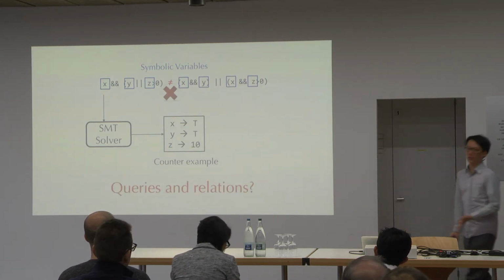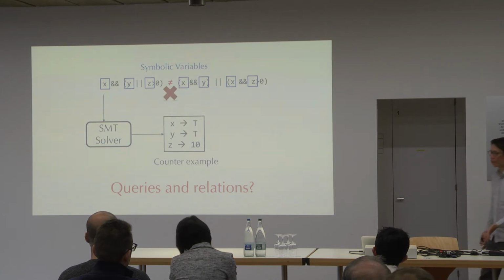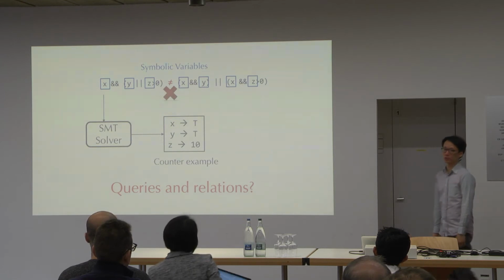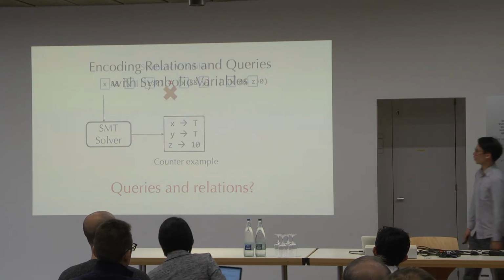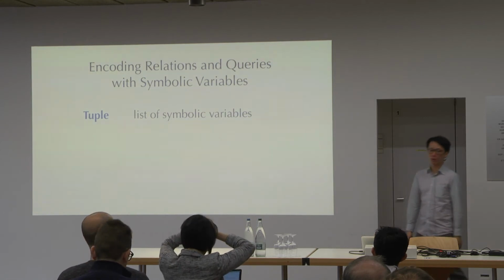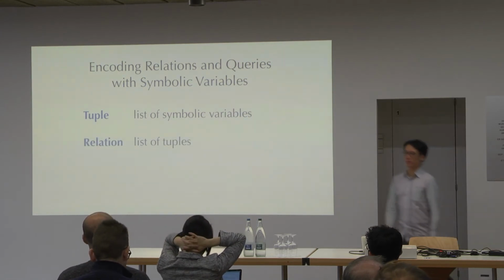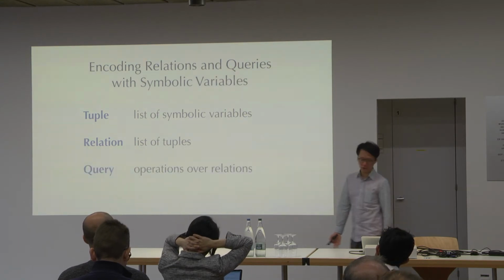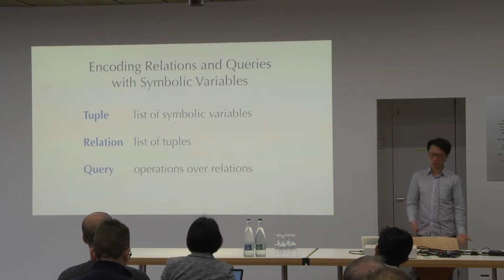Why am I telling you this, right? Because after all, we have queries and relations. We don't have these kinds of Boolean formulas. So what am I talking about? Well, it turns out that you can model queries and relations using a similar mechanism. For example, a tuple can just be a list of symbolic variables. A relation is simply a list of tuples. And finally, a query is just operations over relations. What do I mean by that?